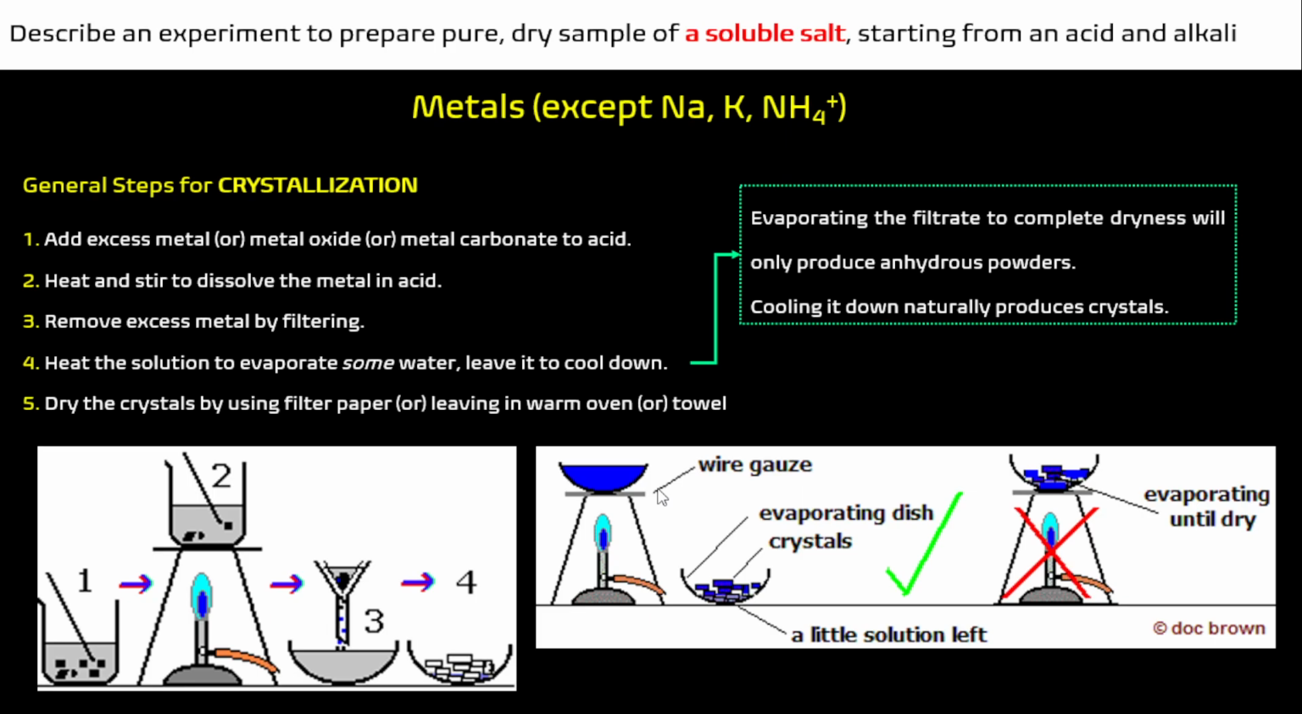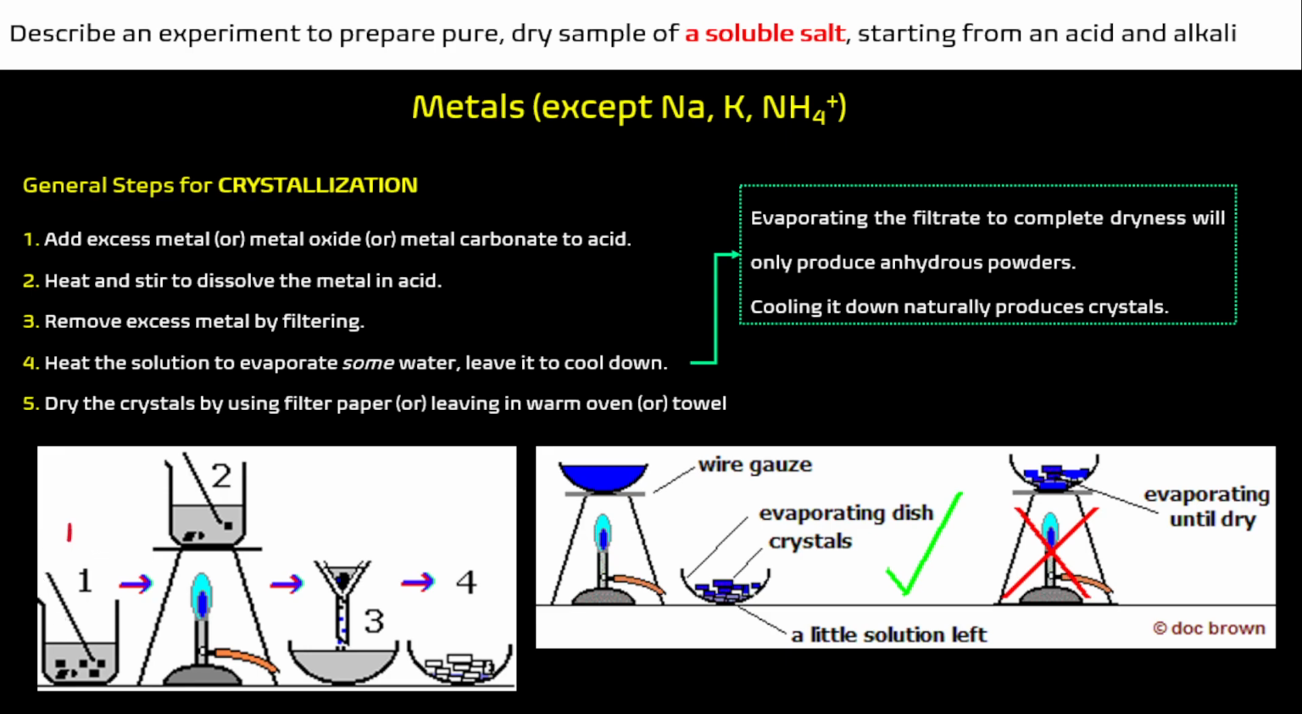This is the laboratory procedure that you can use for any soluble salts of metals which are not sodium, potassium, or ammonium. We call this the crystallization method. You learned about this back in unit 1 as well, but we'll see a bit more detail here. First, add excess metal, metal oxide, or metal carbonate to acid. This is your step 1.